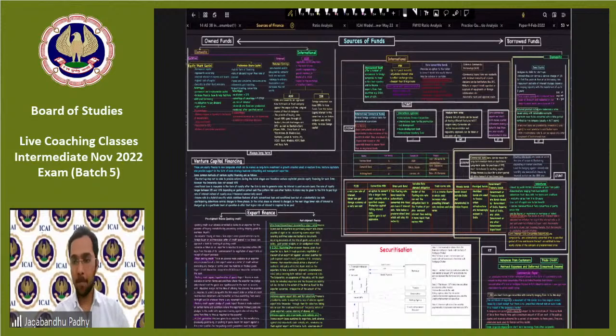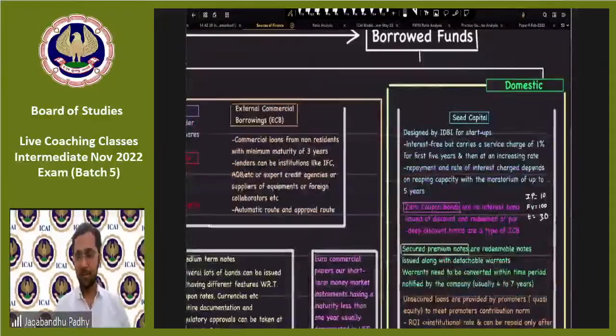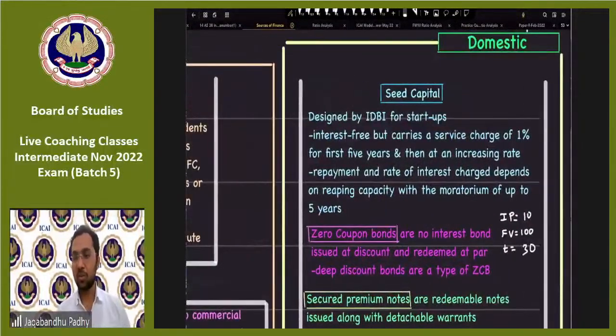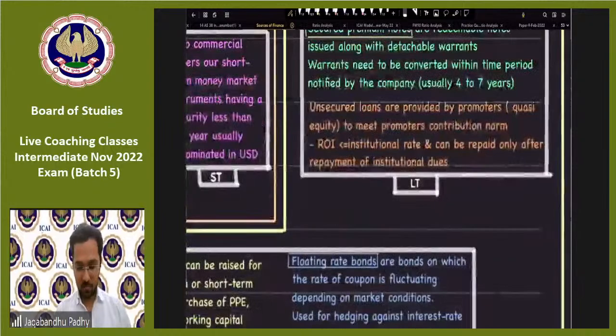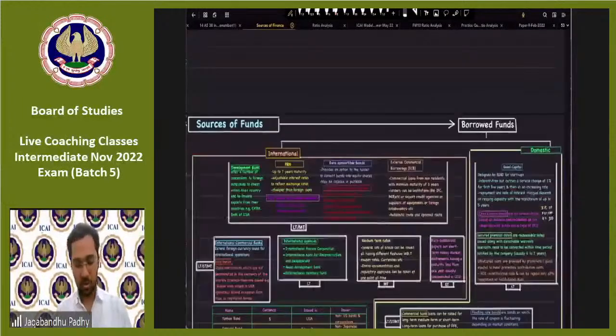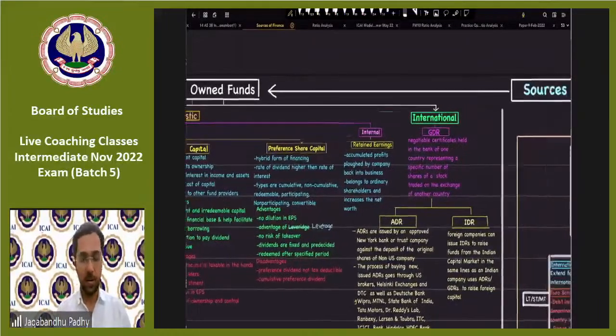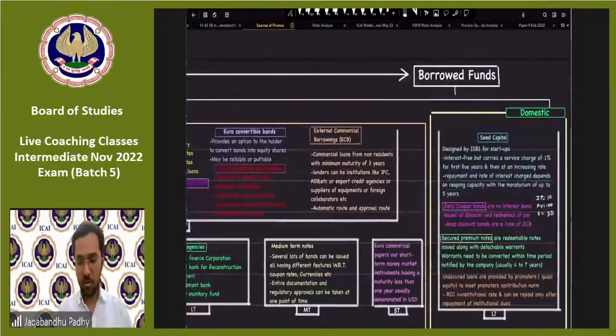Great. Let's straight away touch on the topic, which is the sources of finance. Right, now, in the sources of finance, we have discussed the domestic sources. We have discussed the equity portion, or the owned funds portion, fully, regarding the domestic as well as the international, right? And now we have to discuss the borrowed funds.